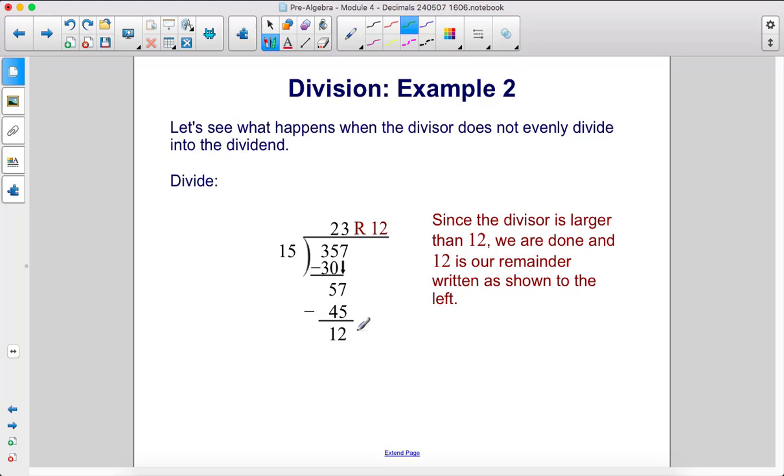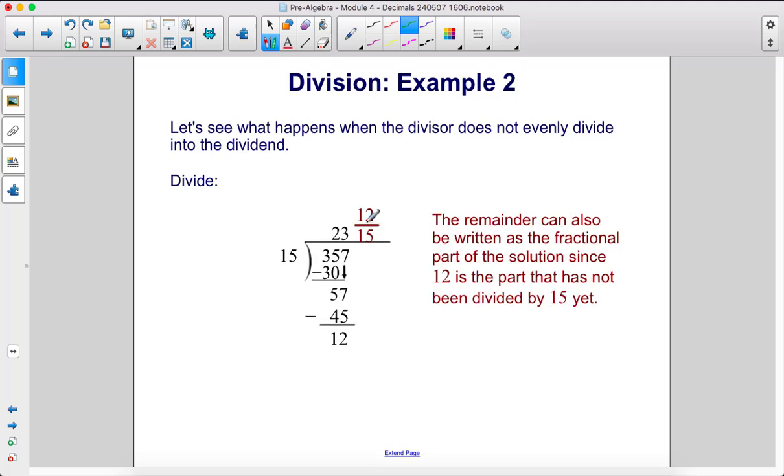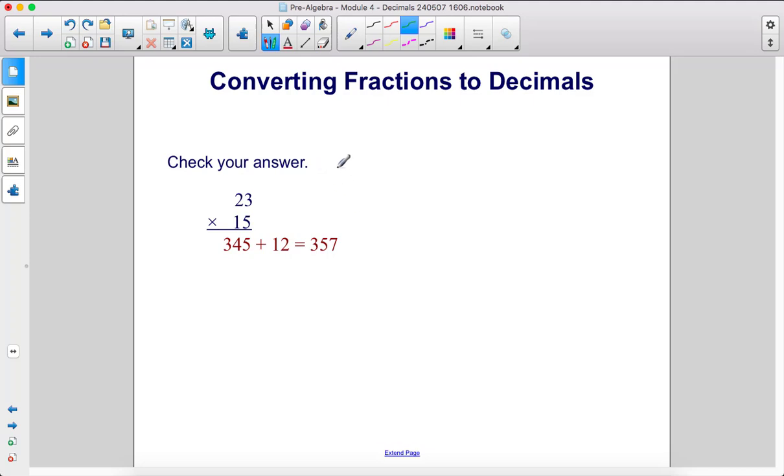Since the divisor is larger than 12, and we've run out of numbers to bring down, we are done. And 12 is our remainder, written as shown here. The remainder can also be written as the fractional part of the solution, since 12 is the part that has not been divided by 15 yet. Then we can check our answer by multiplying the divisor by the quotient and then adding the remainder. And yes, we do get our original dividend.